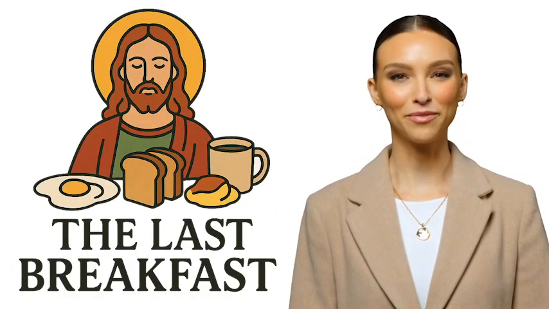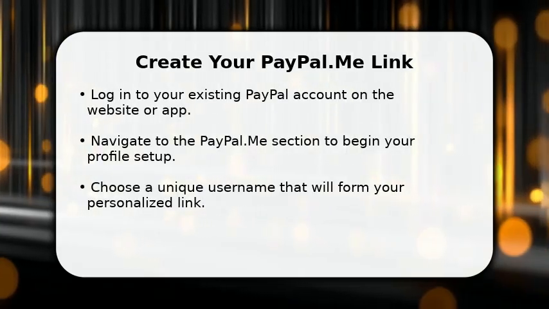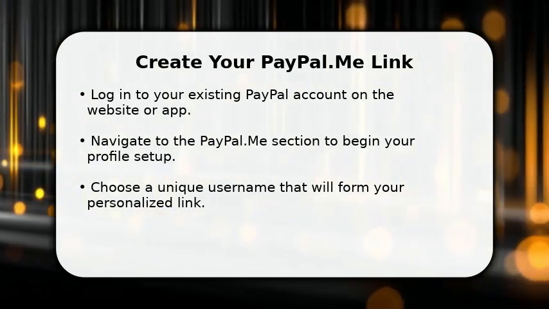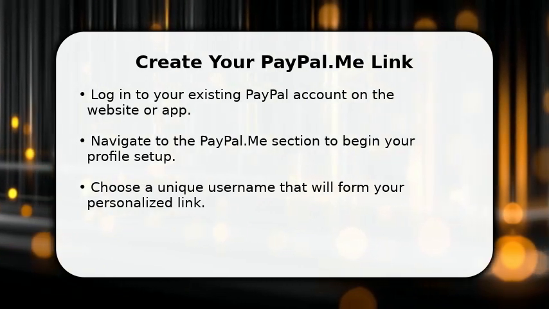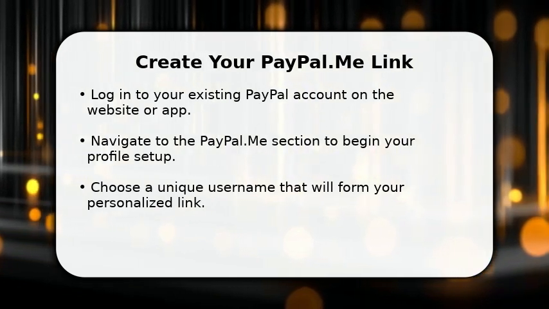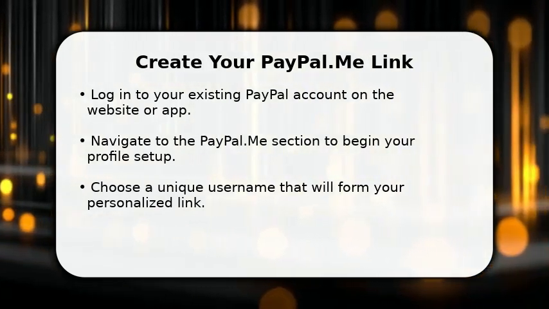Please enjoy the video. In this video, I will explain how to set up your PayPal.Me link. First, you'll need to log into your PayPal account, either through the website or the mobile application. Once logged in, locate the PayPal.Me feature, usually found in your account dashboard or settings.